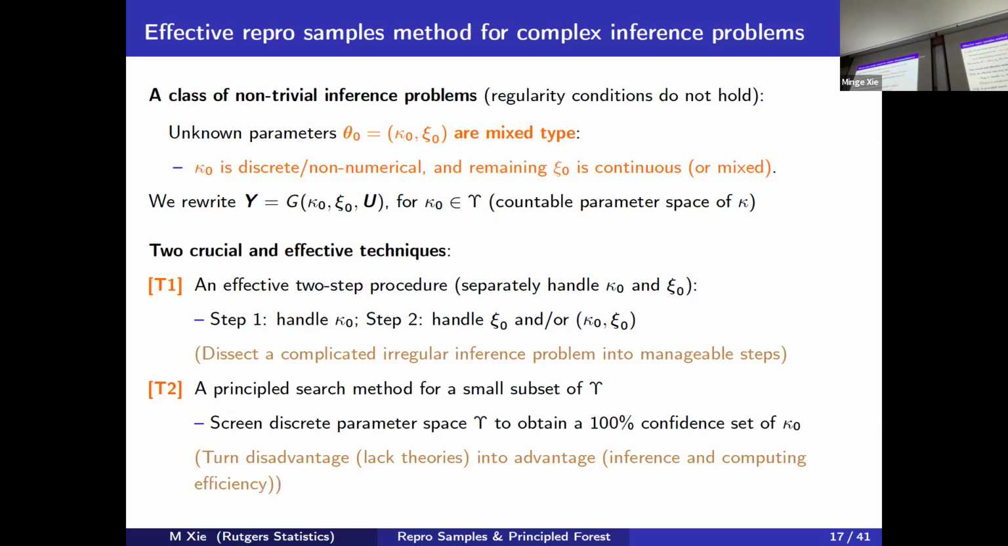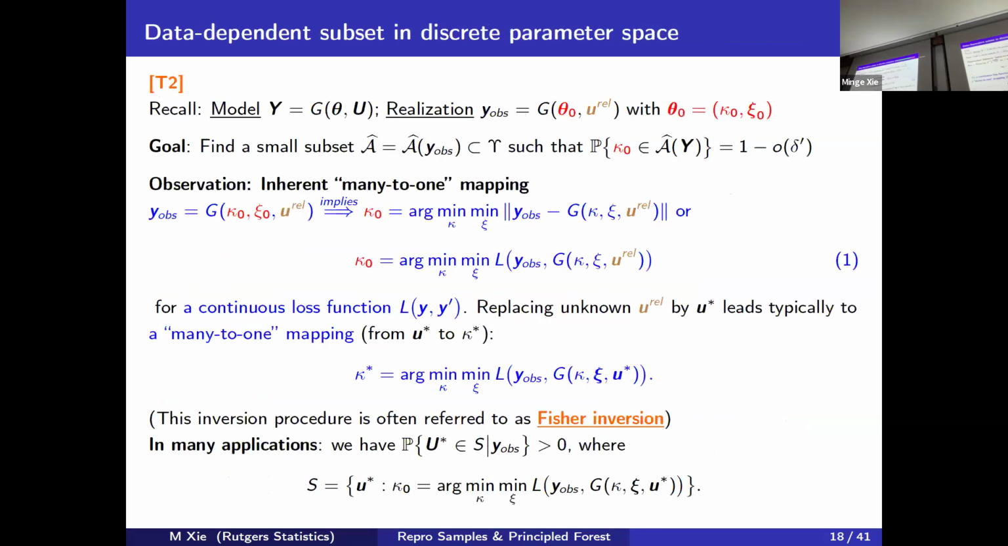A second thing is another trick, the Fisher inversion technique, which I'm going to highlight. For discrete parameters, we can use their properties to screen the space and reduce our computing, to be able to get a 100% confidence set for the discrete parameters. This is indeed taking advantage of the discrete parameter space, turning the disadvantage of the lack of theory for inference into computational efficiency. Let me start with the second technique.